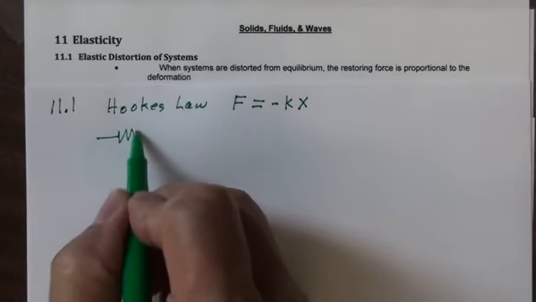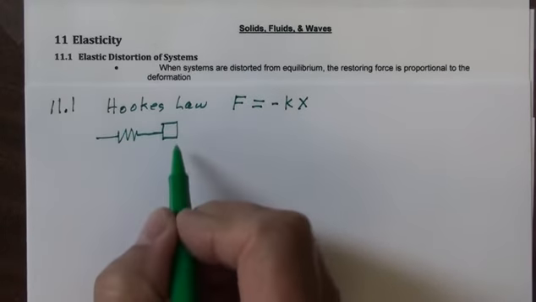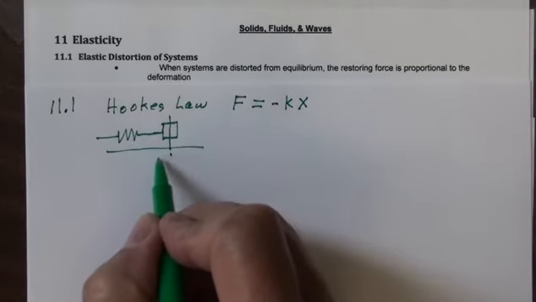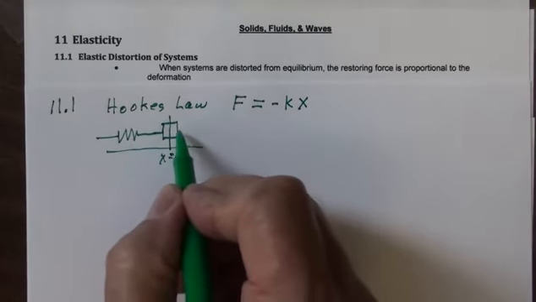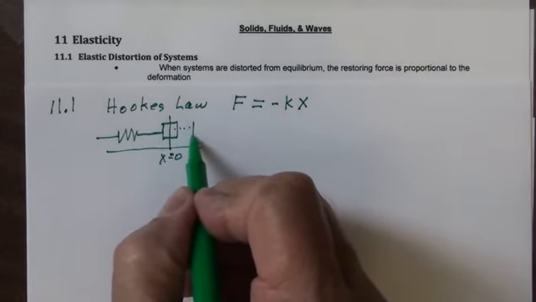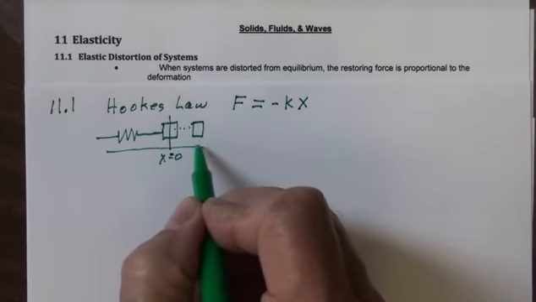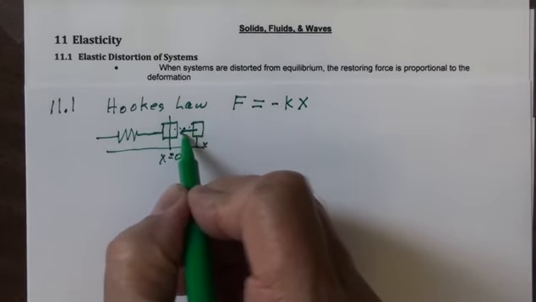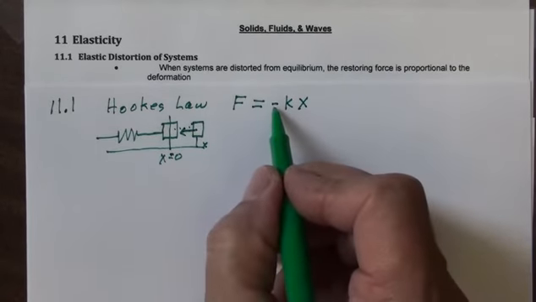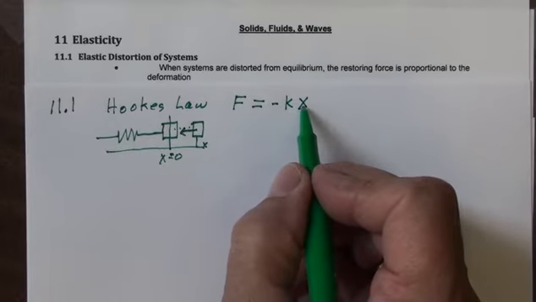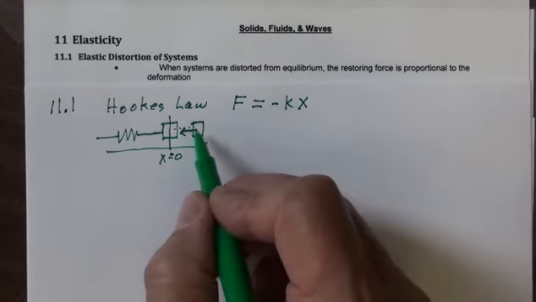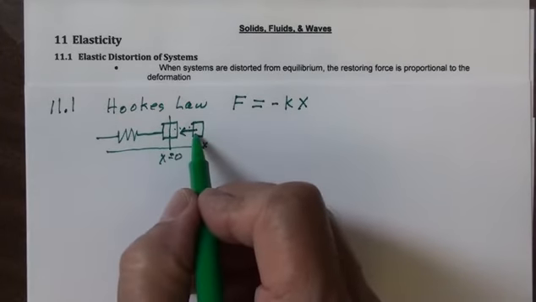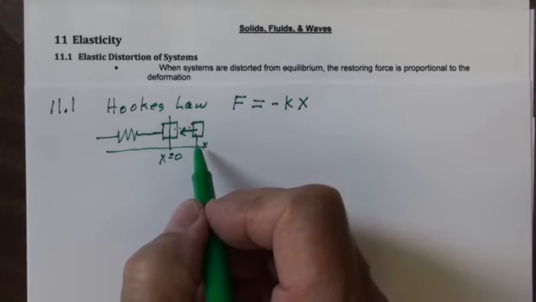So for example, if we have a spring and there's a mass here, and this is the equilibrium point, so we'll call this x equals 0, then if we take this mass over to another position, a distance x away, there will be a restoring force in the opposite direction that's indicated by the minus sign. So if x is in the plus direction, the force will be in the negative direction, and it will be proportional to how far I am from the equilibrium point.